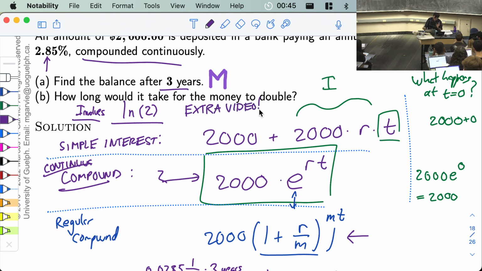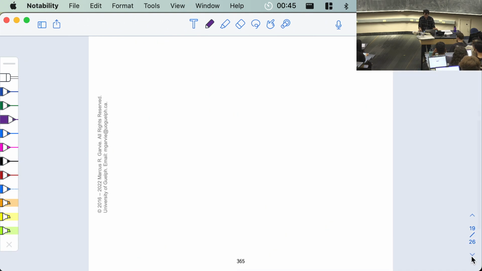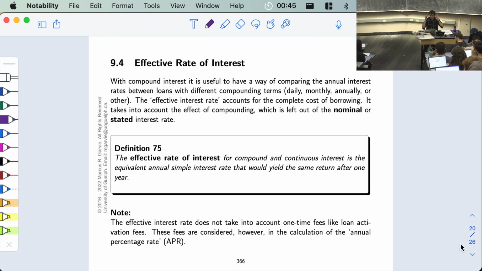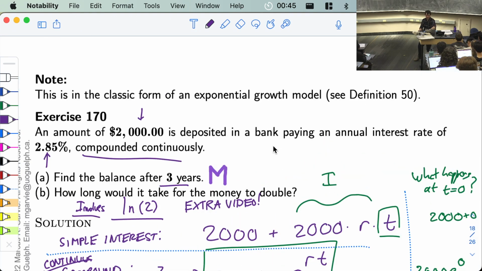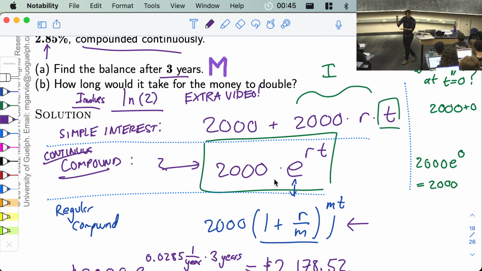Okay, and that is it for chapter 9. Chapter 9 has another section called effective rate of interest. This is just repackaging what we already did in a new way. I'm going to skip this. I won't ask you about effective rate of interest. It's enough for you to know these three things. I think this is actually a really good summary of chapter 9. There were simple interest, compound interest, and continuous compound interest. You see the three formulas there and how they're different. One of them is linear, another involves this 1 plus m, and the other involves an e. That's a good summary of the whole chapter. Any questions or comments about that before we move on to chapter 10?